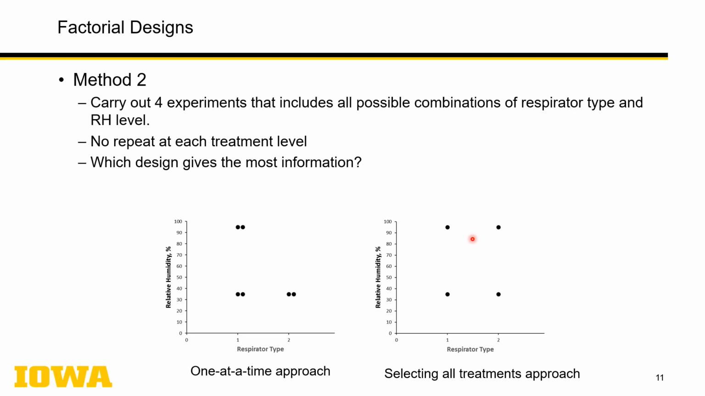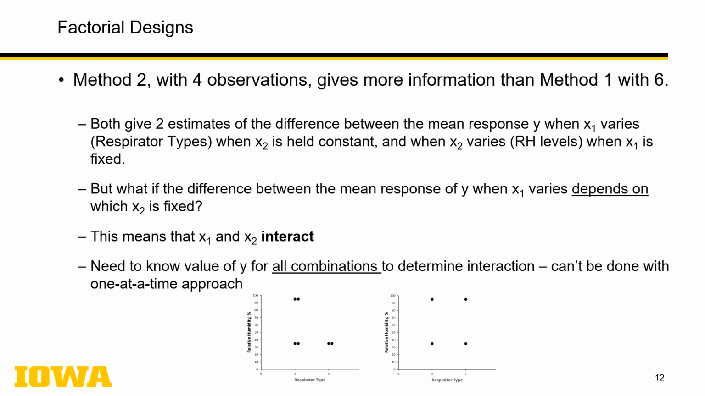And how can you make sure? Draw out the table. 2 rows times 2 columns gives me 4 possible treatment combinations. I have to make sure that all 4 are part of the experiment. So that's the selecting all treatments approach, which ends up giving more information. So you can say, well, both give 2 estimates of the difference between the mean response when x1 varies, when x2 is held constant. We go this way, we've got that, and we've got this approach. You can see we think we have everything we need.